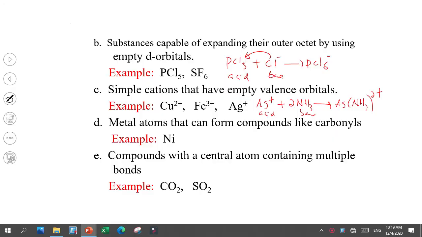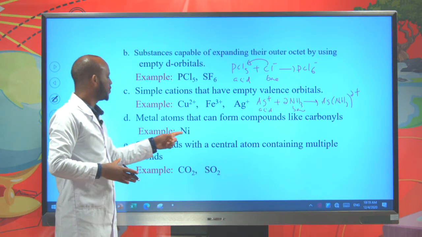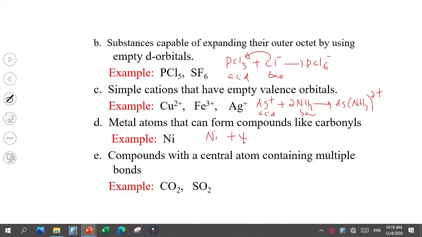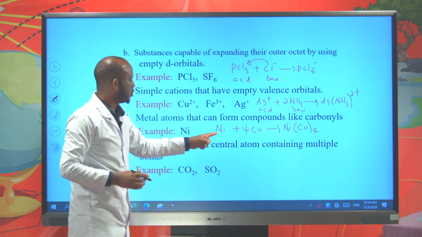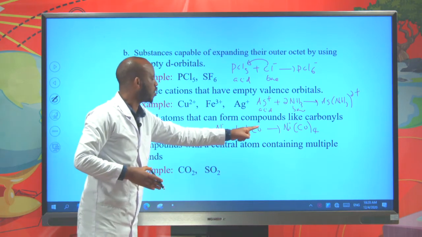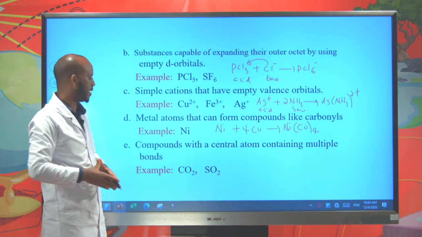The fourth category of Lewis acids is metal atoms that can form compounds like carbonyls. The best example of this is nickel. Nickel reacts with carbon monoxide to form the carbonyl compound Ni(CO)4. Nickel is a Lewis acid. Carbon monoxide is a Lewis base and can donate a pair of electrons to nickel. Therefore, nickel is an example of a Lewis acid.